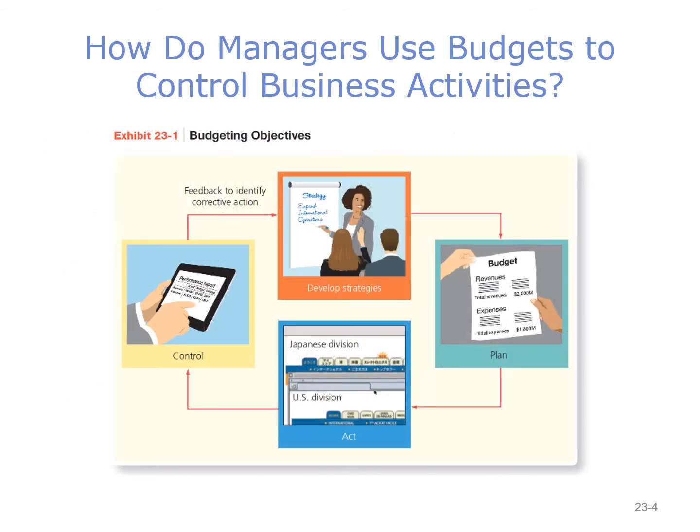As you can see here, this is the budgeting objective. The budgeting objective is to have control. As we said, we start with the plan and then we act according to that plan. We control by comparing the actual with the budgeted, and then feedback identifies the corrective action. What are we going to do to deal with the deviations or variances between the budget and the actual? Then we prepare the budget for the next year, and it is a continuous process always done by management.